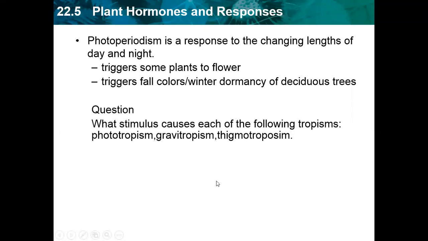So now a question for you is, what stimulus causes each of the following tropisms: phototropism, gravitropism, and thigmotropism? If you can answer the question yourself, try to pause the video and give an answer for it. Now, if I'm going to give an answer for you, it's going to be, for example, phototropism is light, gravitropism is gravity, and thigmotropism is touch.